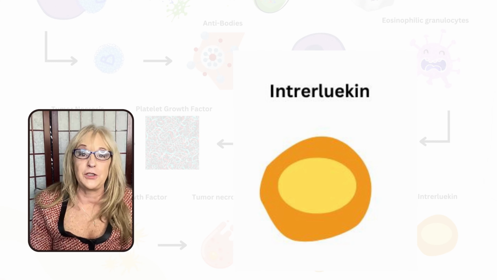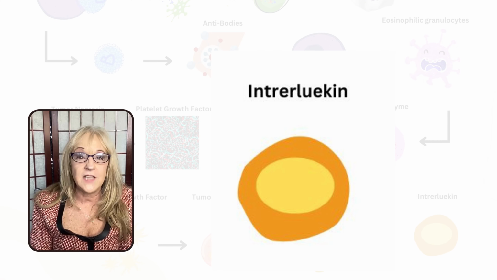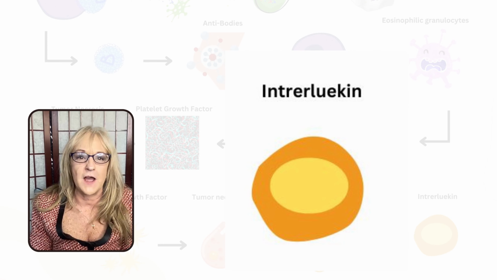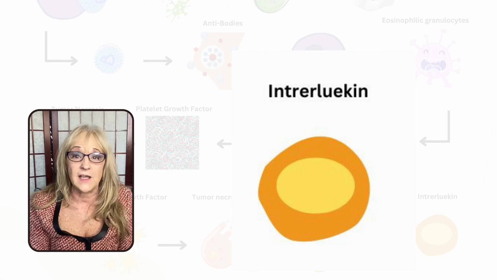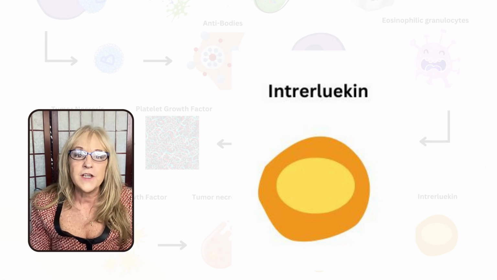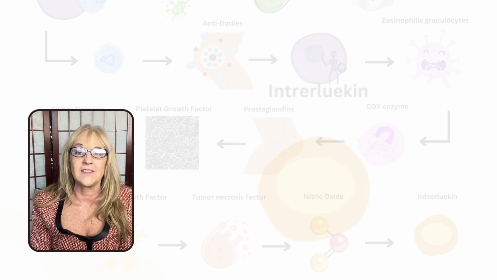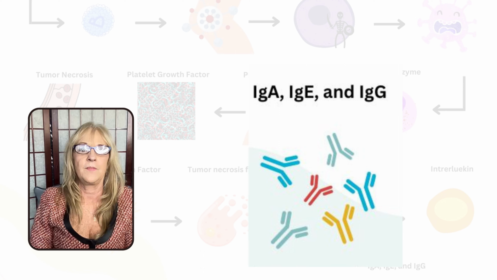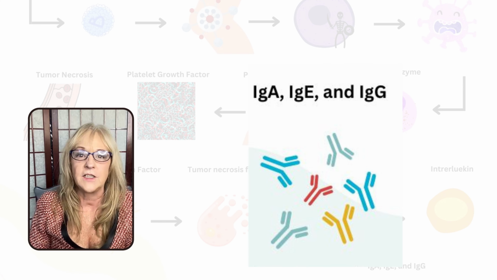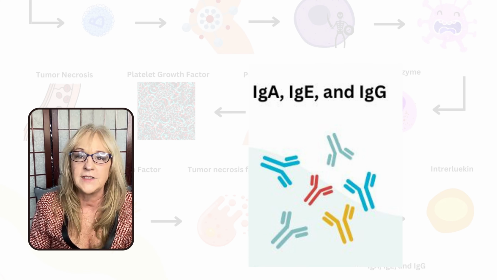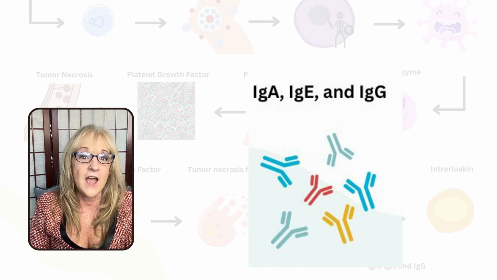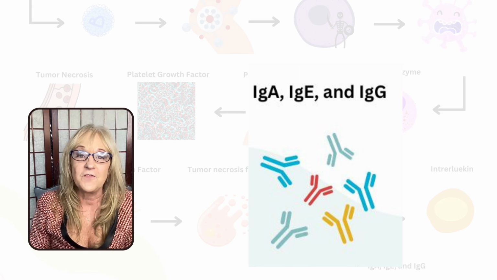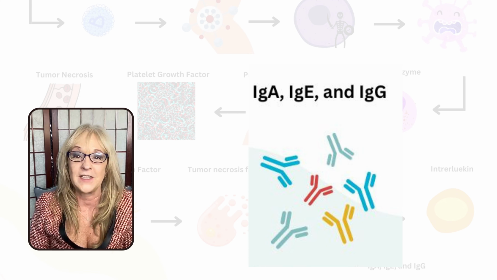Interleukins are typically produced by immune cells such as T cells, B cells, and macrophages. Interleukins communicate with T cells, B cells, and macrophages to coordinate their response against pathogens and regulate inflammation levels. T helper and B cells produce cytokines that trigger the production of antibodies like IgA, IgE, and IgG to fight against infection, pathogens, or inflammations.